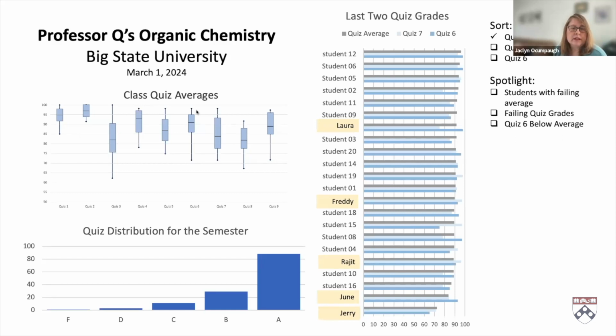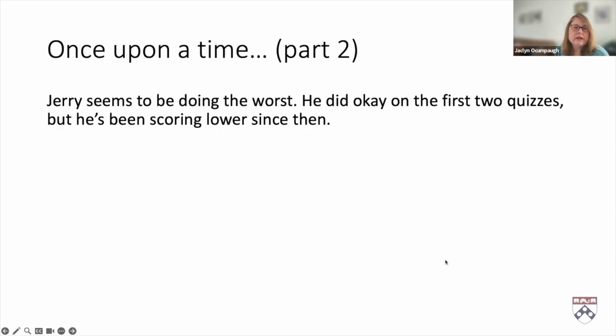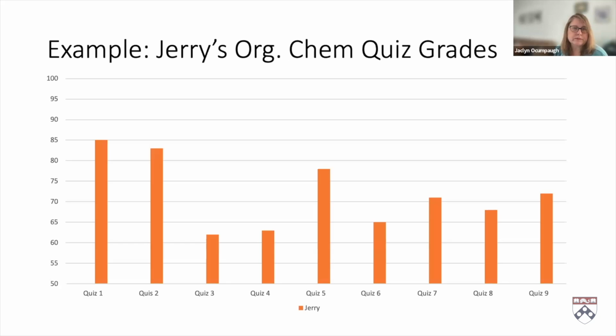Here we have the dashboard highlighting those 5 students, and we put their names in instead of those numbers because that makes it easier for people to follow. Jerry seems to be doing the worst. He did okay on the first 2 quizzes, but he's been scoring lower since then. Let's look at Jerry's scores. Right? Here's his quiz scores.